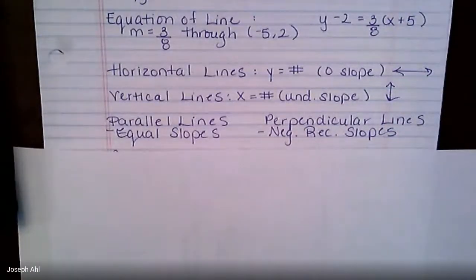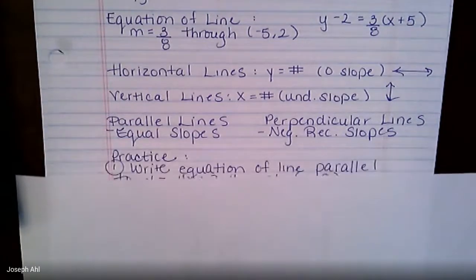Okay. So for parallel lines, we should know that the slopes have to be equal. If you have a line with a slope of 1/3, to make a line parallel to it, you would also need a slope of 1/3. And for perpendicular lines, you would need the slopes to be negative reciprocals in order for the lines to be perpendicular. So if you have a slope of 2/3, then you would need a slope of -3/2 to make a line that's perpendicular. So then here's some quick practice questions.